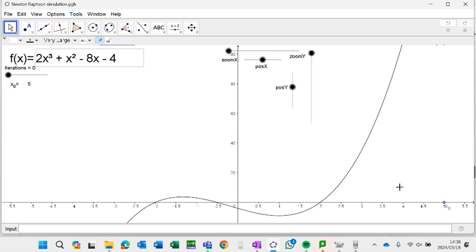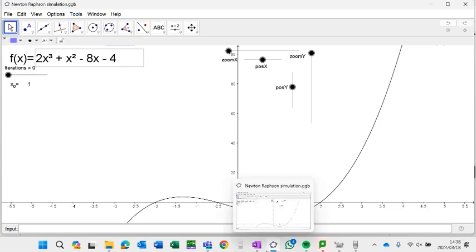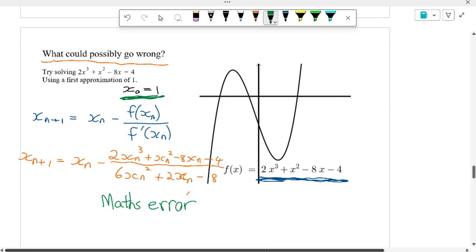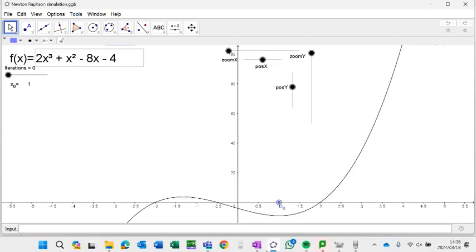Our first guess was 1. What is it? It's a turning point. So if you pick a turning point, it stuffs out, because what's the derivative, the bottom of that fraction? 0. And that's why you're getting a maths error. So if you unluckily pick a turning point, we have a problem. Okay? I'm going to show you.